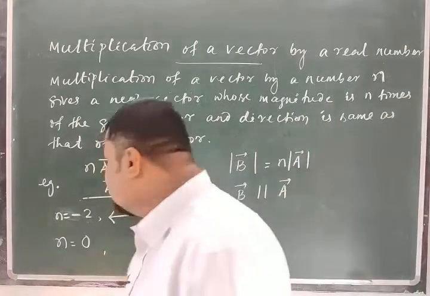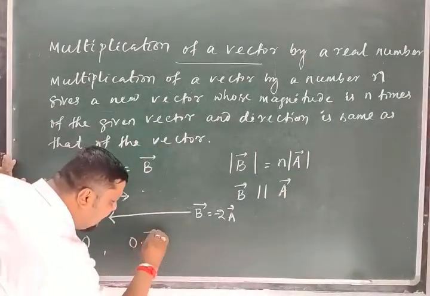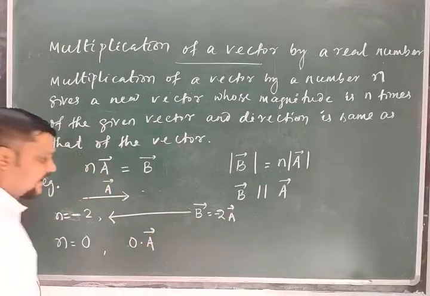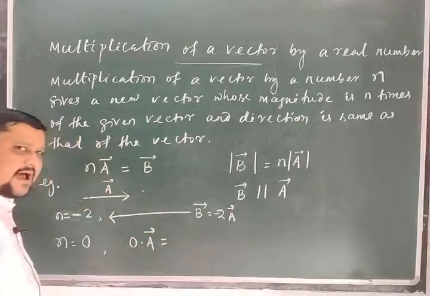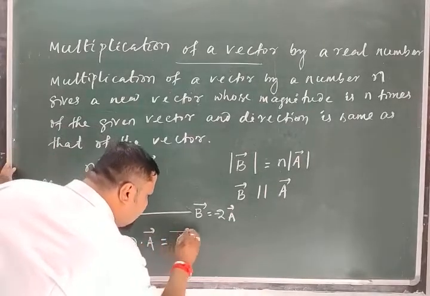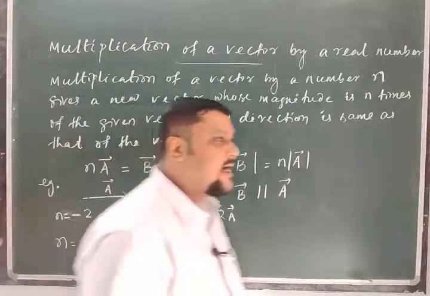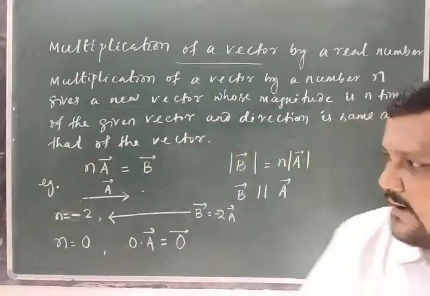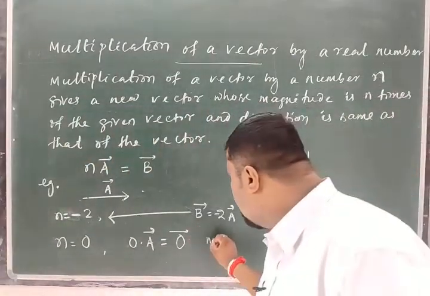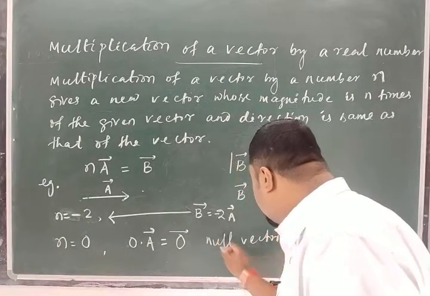Now I can write this as 0 times the vector A, the number 0 multiplied with the vector A. I have already discussed this when 0 is multiplied, in the null vector. This will be a null vector. I can write it as 0 with a vector symbol at the top. Right? So this is the null vector.